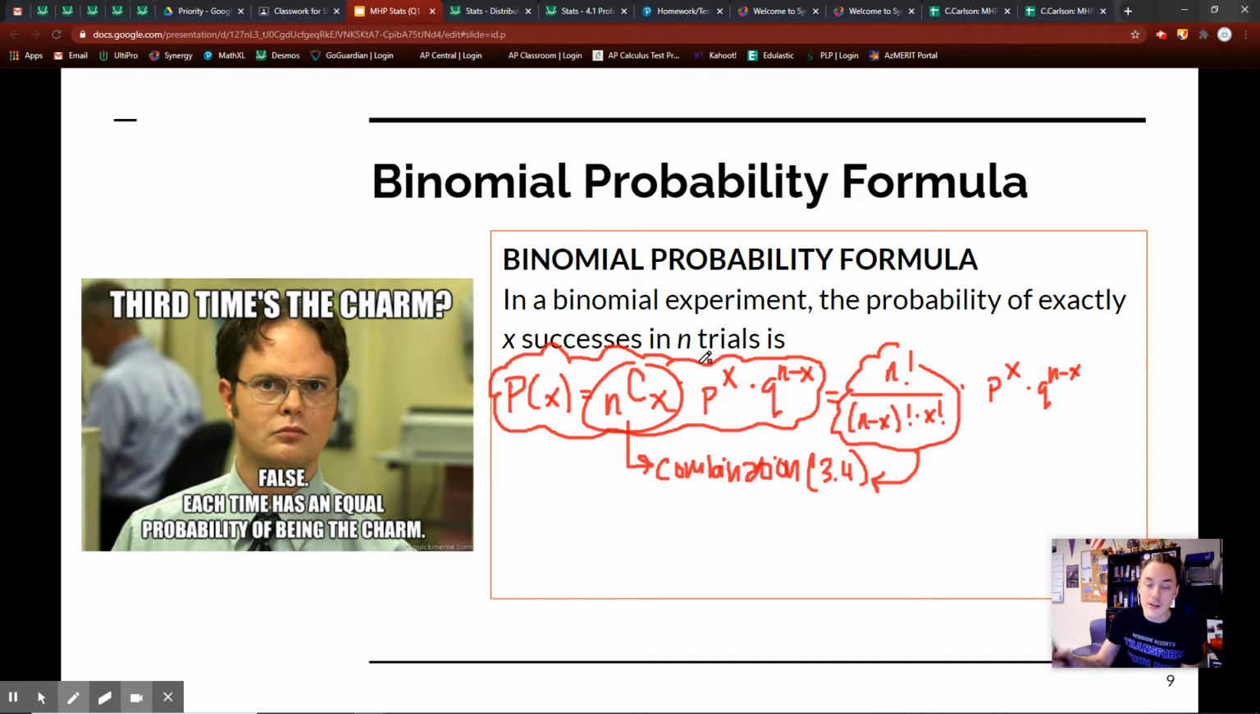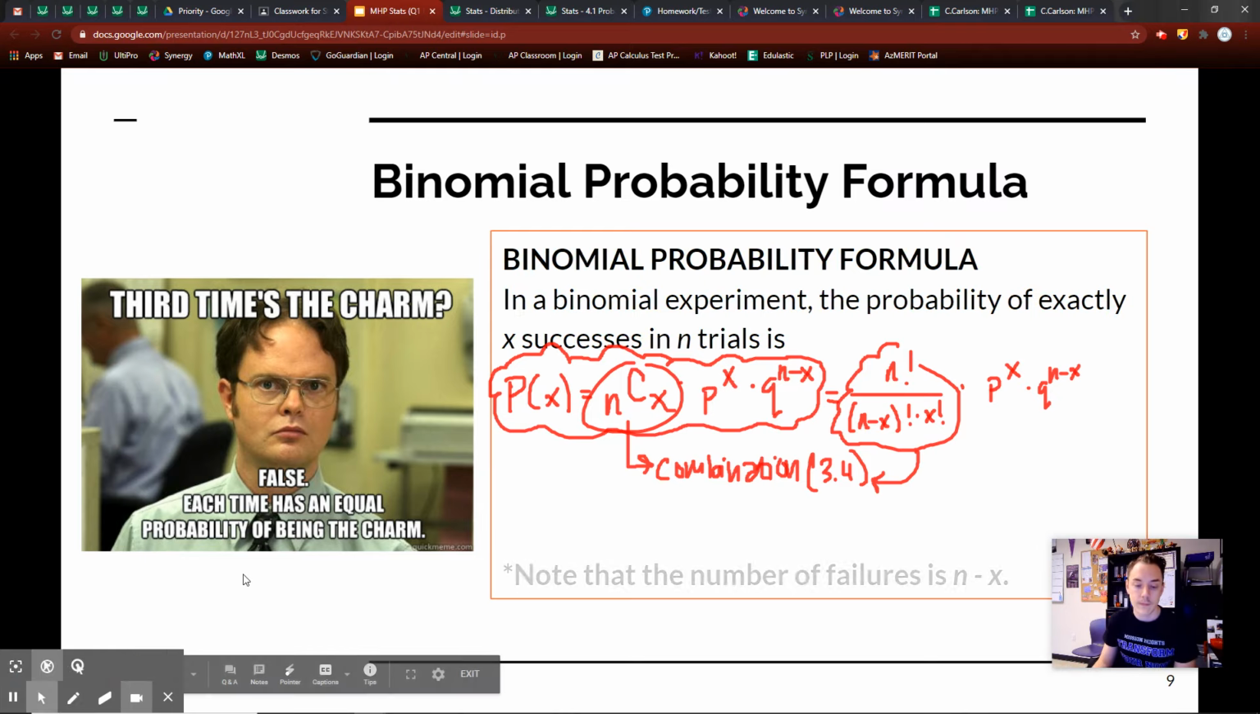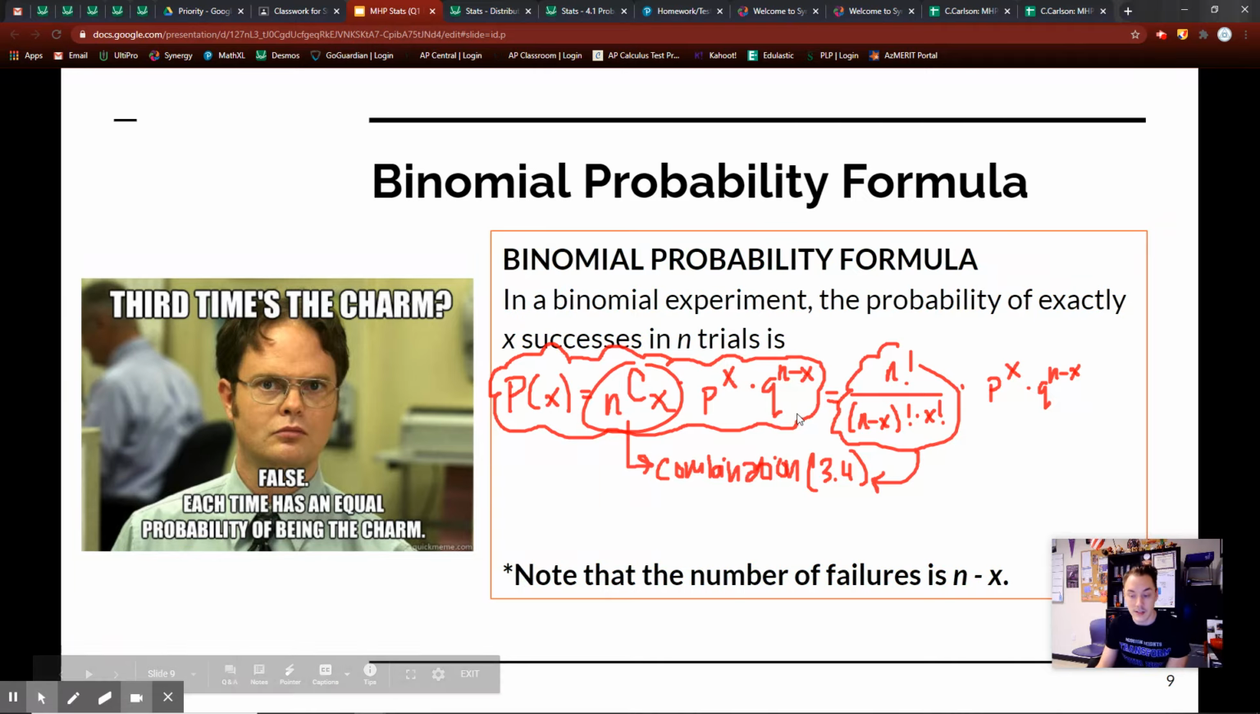There's a long way to do it on the calculator, and there's an easy way to do it on the calculator. I'm going to show you just a couple of examples of the long way, and then we're going to do it the easy way. So note that the number of failures is N minus X. So it's Q to the number of failures, N minus X. That's not really that important.